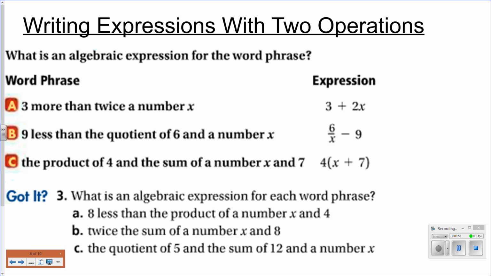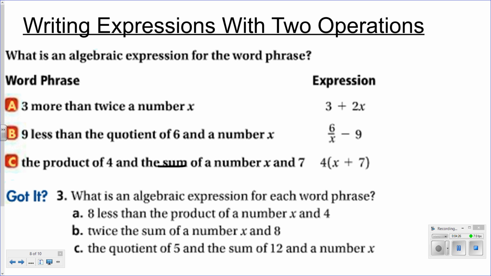And then the product of 4 and the sum of a number x and 7. So since it's the sum of a number x and 7, you have to put those in parentheses because it's the product of 4 and the sum. Well, what's the sum? The sum is of a number x and 7. So it's whatever that sum is times 4. So there's parentheses because you have to do order of operations.